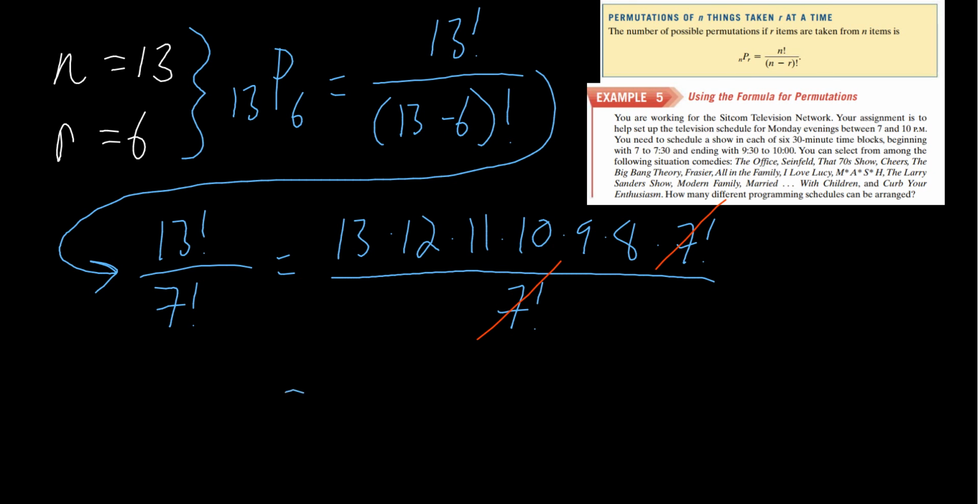And all that is going to be, holy cow, that's a lot of permutations. All right, so 1,235,520. So 1.235 million different ways. So if I have 6 time blocks and I've got 13 shows, there are 1.2 million different ways that I can put these shows on the air.